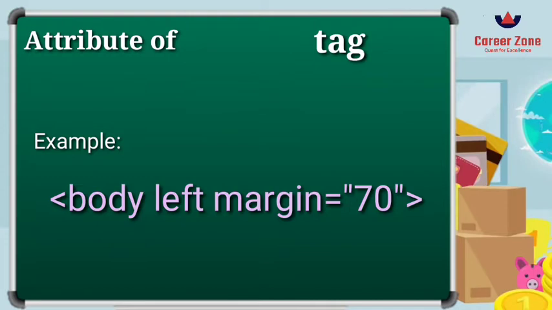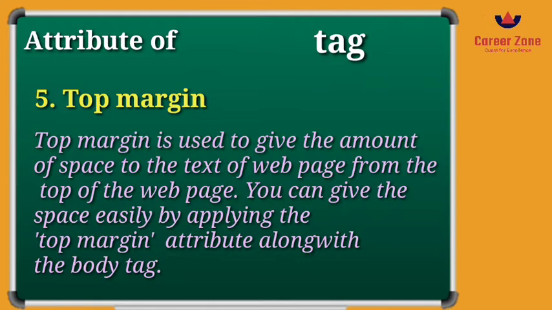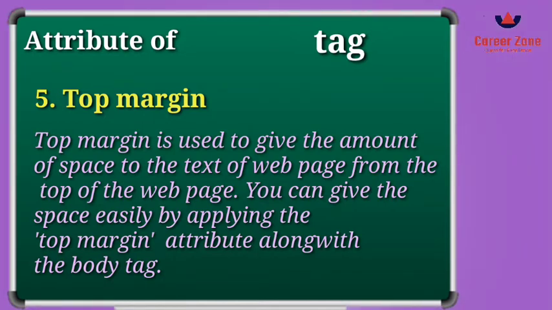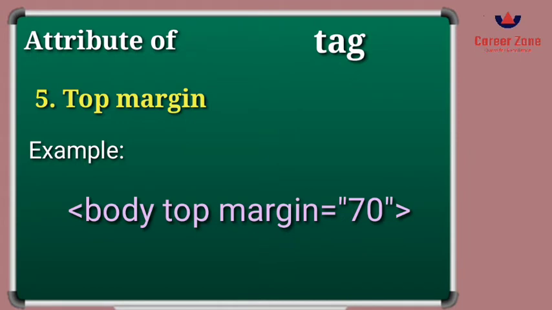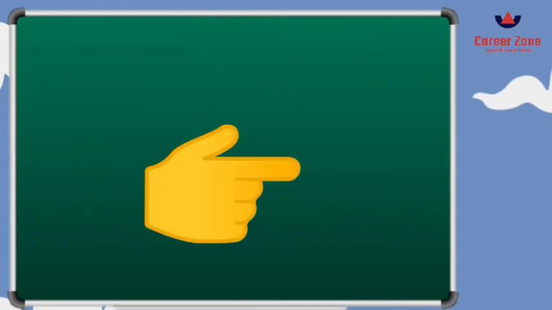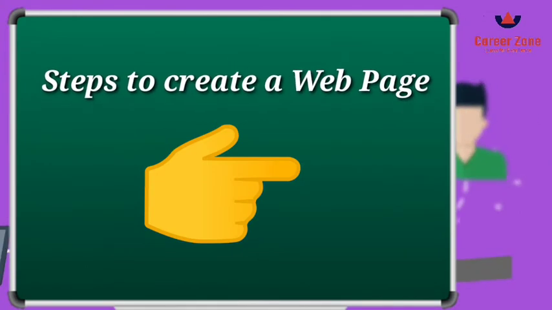The fifth and last attribute of the body tag is topmargin, which specifies the amount of space you can leave blank from the top margin of the browser window. It is also specified in pixels. How will you write it? Body space topmargin is equal to the value. Whatever value you give, the value needs to be enclosed in single quotes or double quotes as supported by different browsers. So let us now create a web page using the different attributes of the body tag.